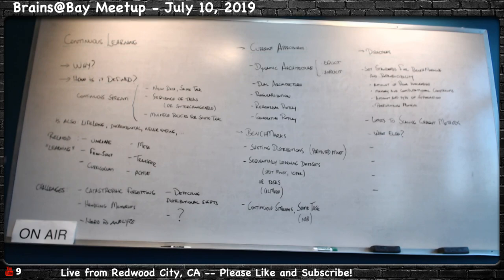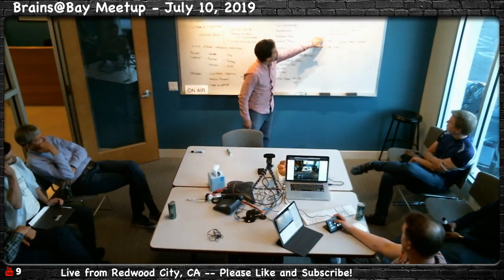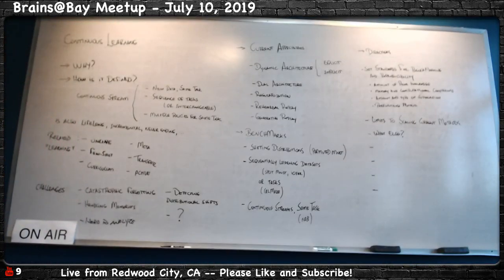So there are not a lot of benchmarks, and that's actually the main problem. The purpose of the review is that people are trying to set standards for benchmarking and reproducibility. Continuous learning is something not a lot of people have looked at in machine learning. It's not mainstream, and there is a lack of benchmarks, I would say.